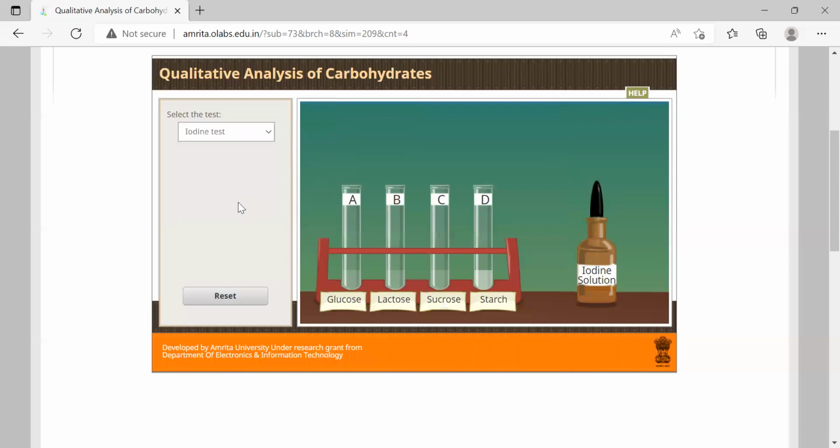The last test is the iodine solution test. This test is specifically for detection of starch in a sample. So we're going to put some of the iodine solution on each of the test tubes.